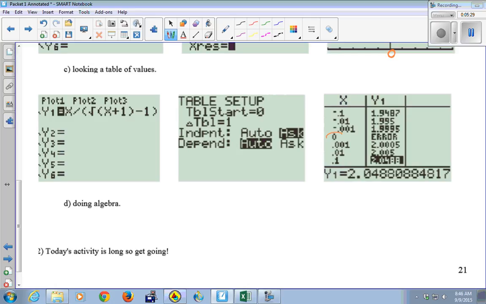So you can see at zero, there's an error. You can't plug zero in. It's not part of the domain. You get an error.